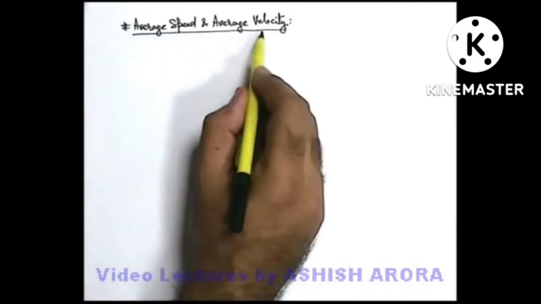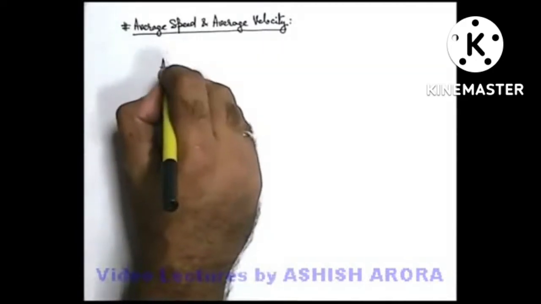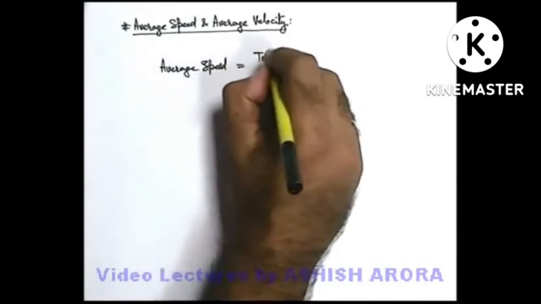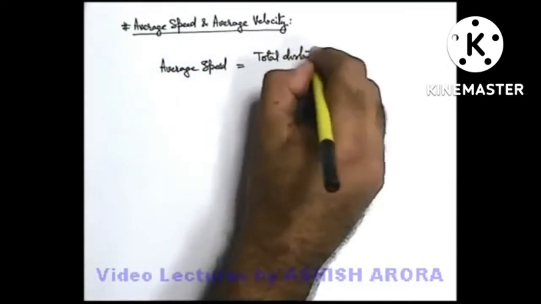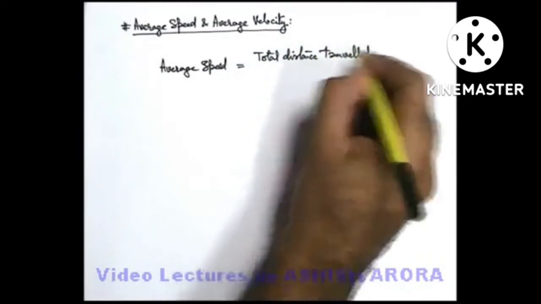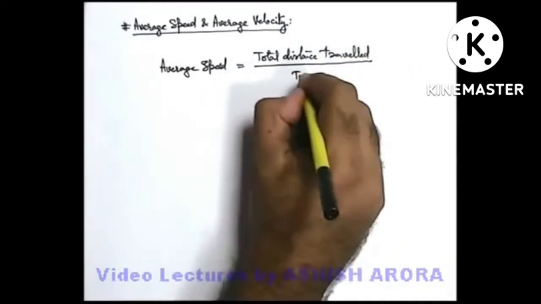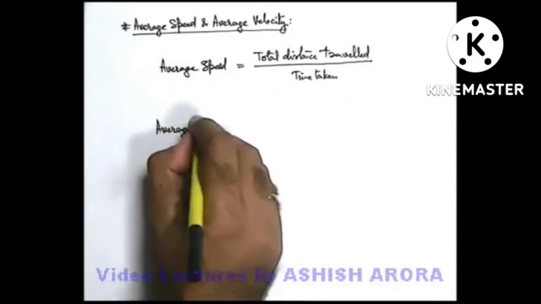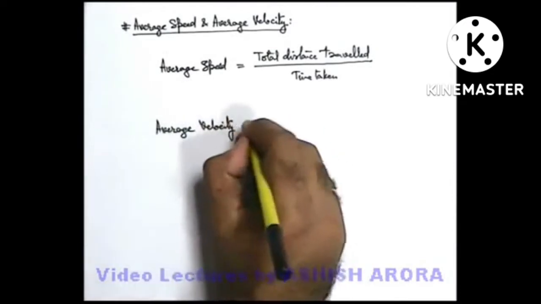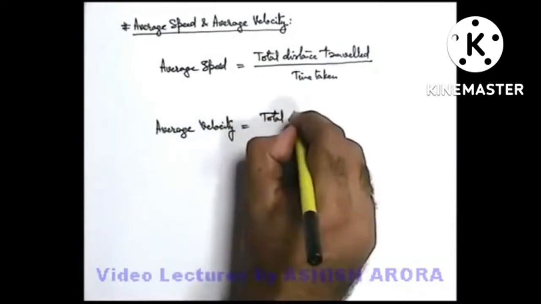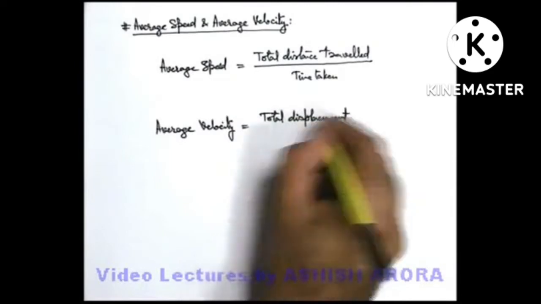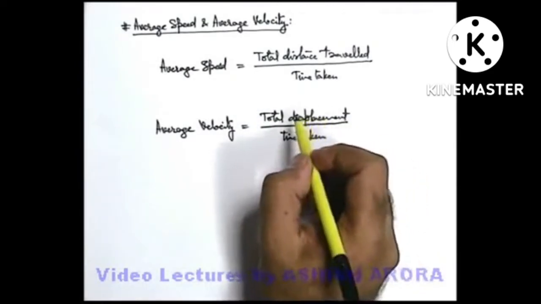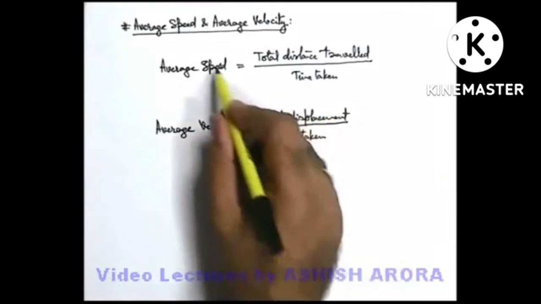Let us discuss the concept of average speed and average velocity. When a particle moves, average speed in a given motion can be written as total distance traveled divided by time taken. Similarly, we can also define average velocity. For a particle's motion, average velocity can be written as total displacement divided by time taken.